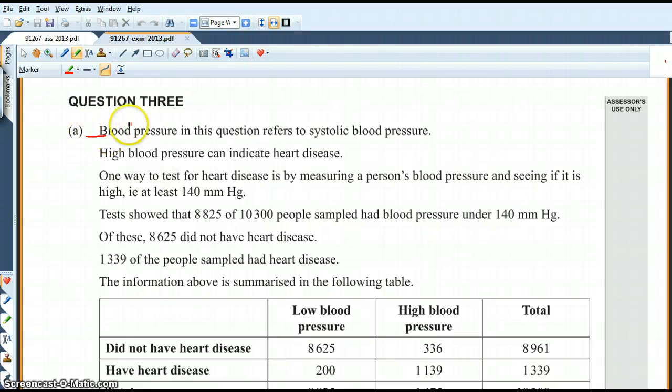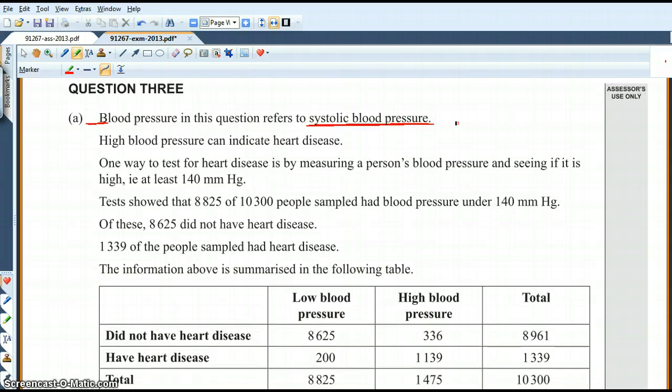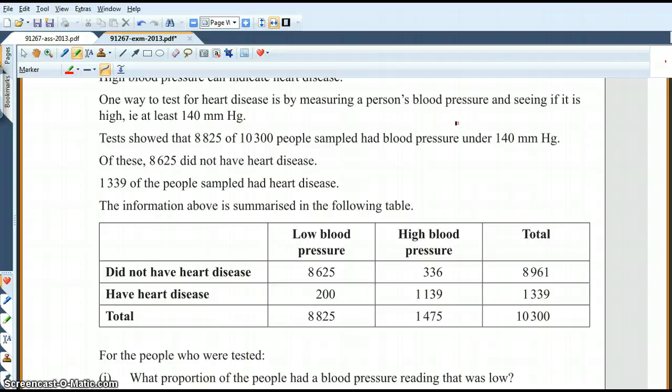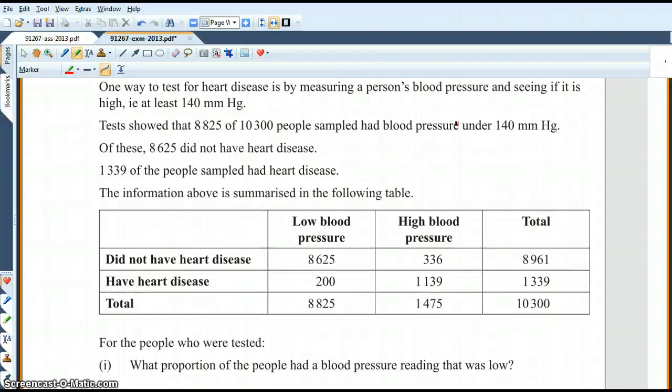Okay, blood pressure. And this question refers to systolic blood pressure. High blood pressure can indicate heart disease. One way to test for heart disease is by measuring a person's blood pressure and seeing if it is high, i.e. at least 140.